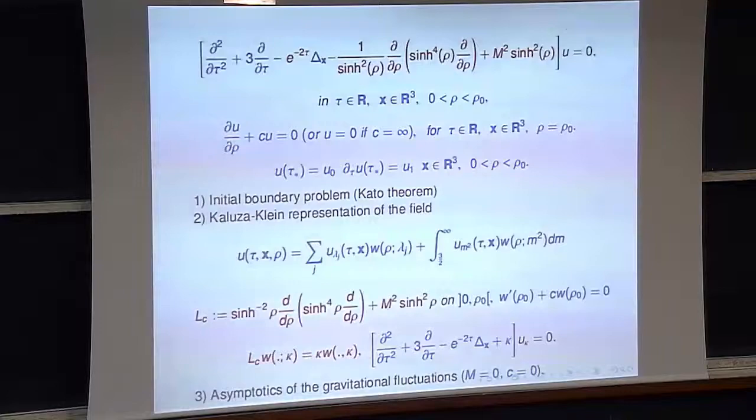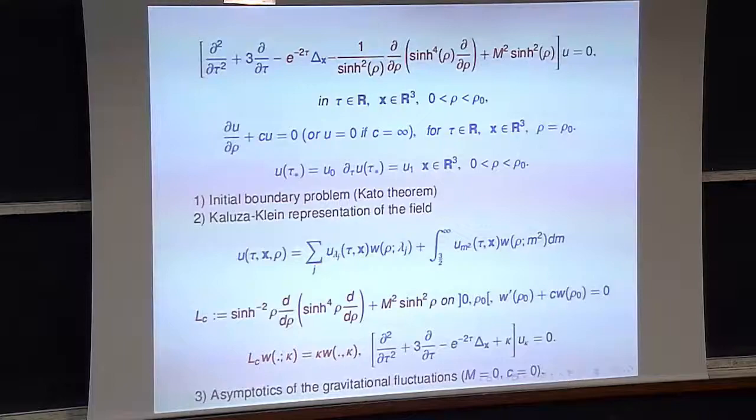With this coordinate, the time dependence is inside the equation and not inside the domain, and the boundary condition doesn't depend on time. We can apply the usual machinery by Kato to solve the initial boundary problem for the hyperbolic equation with time-dependent coefficient. And secondly, we can express the solution as a sum of a finite family of solutions plus a Kaluza-Klein tower.